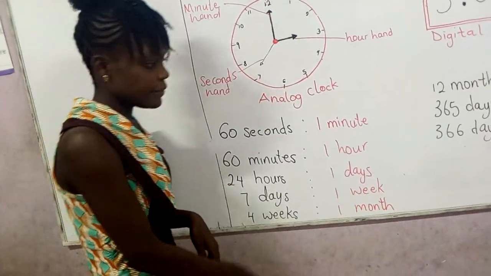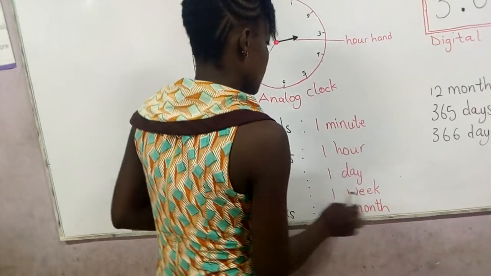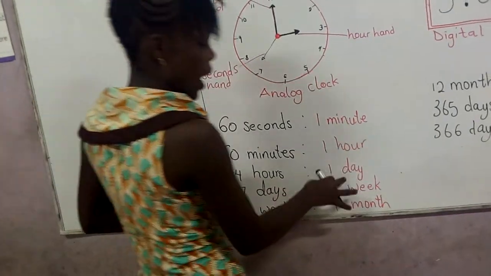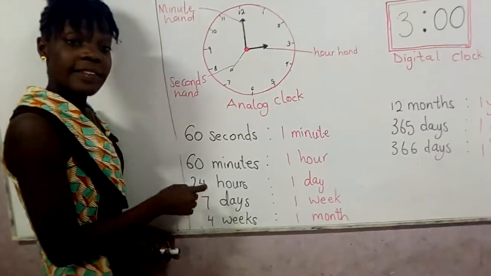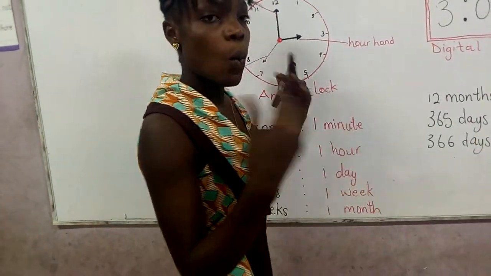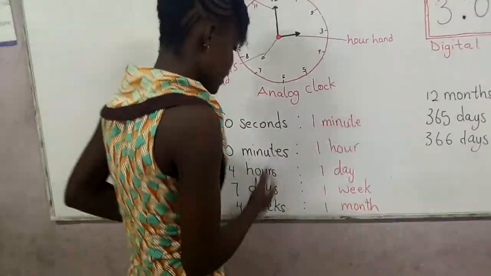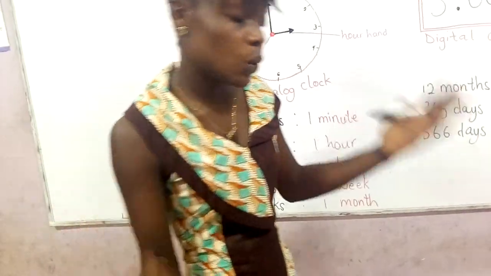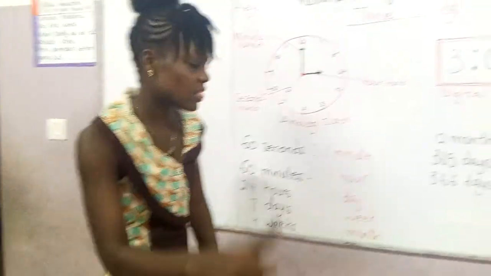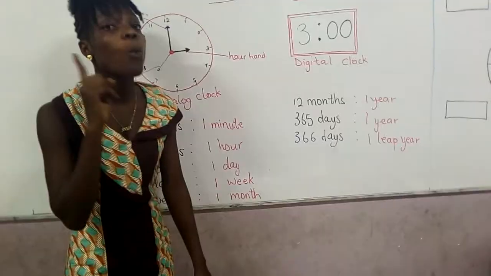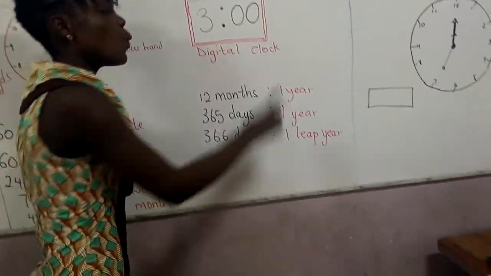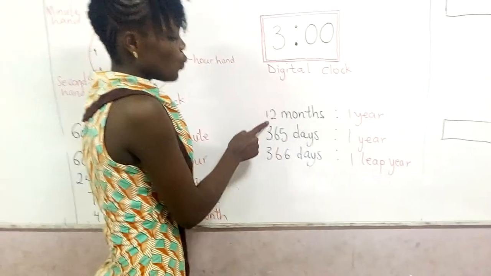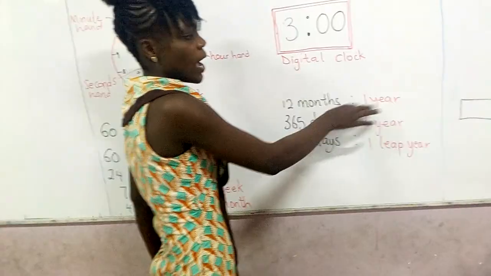24 hours, 1 day. 7 days will give you what? 1 week. 7 days will give you 1 week. And then 4 weeks will give you 1 month. 12 months will give you 1 year.